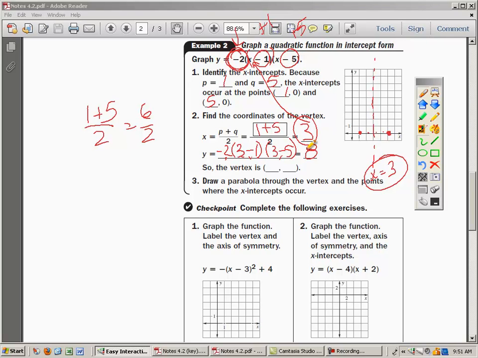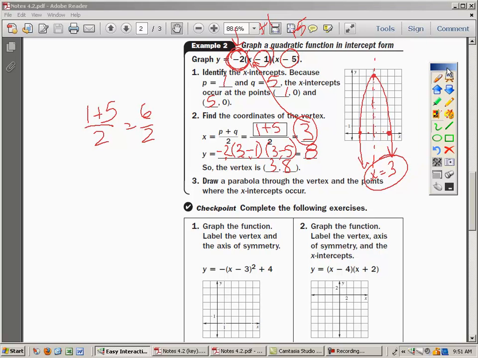So then we know that our vertex is at, when x is 3, y is 8. And so we go up here 1, 2, 3, 4, 5, 6, 7, 8. And right there is my vertex. And then we can connect those with a smooth curve. And we call that our parabola. Now again, you're going to get much better at drawing your curves. I'm still not very good at it. You can see that that's not the greatest parabola, but you get the idea.